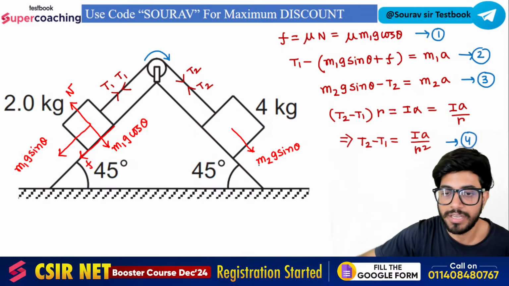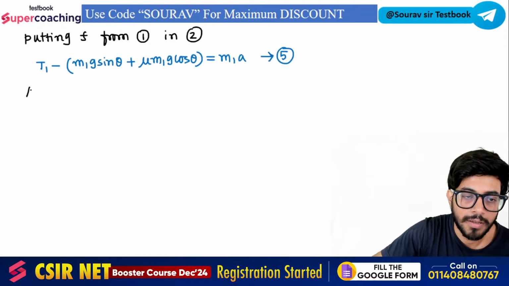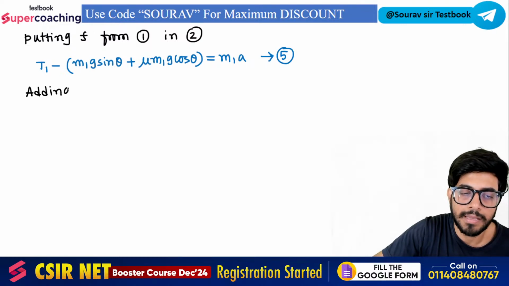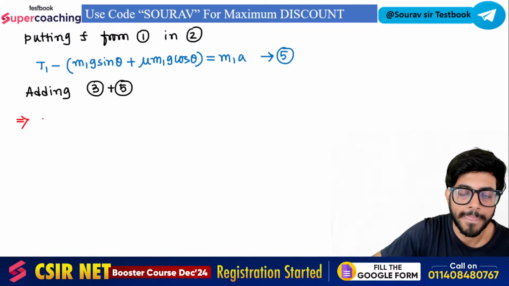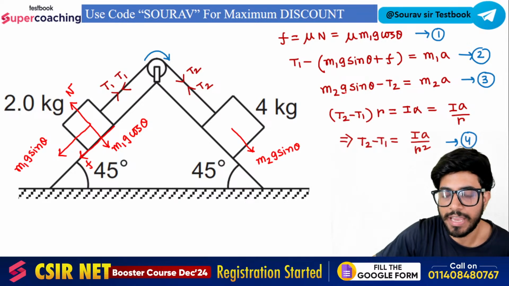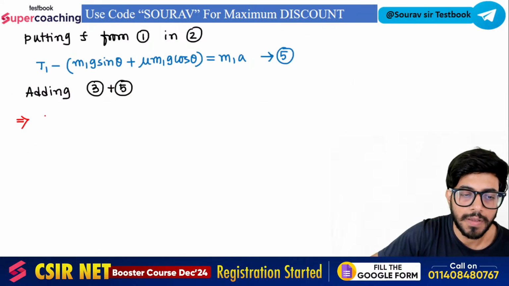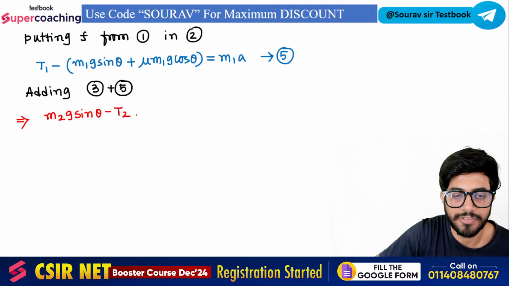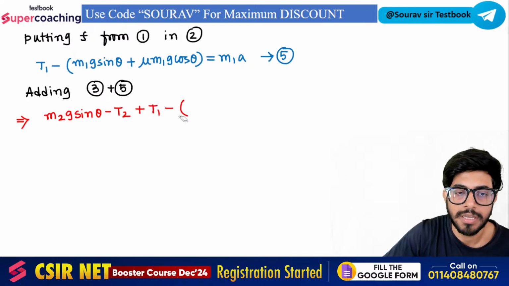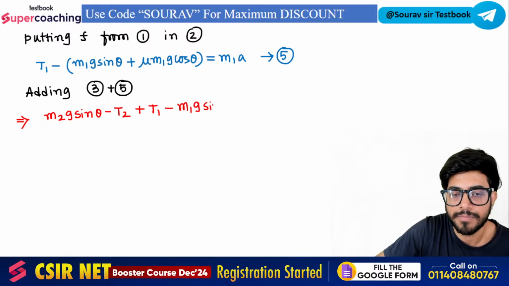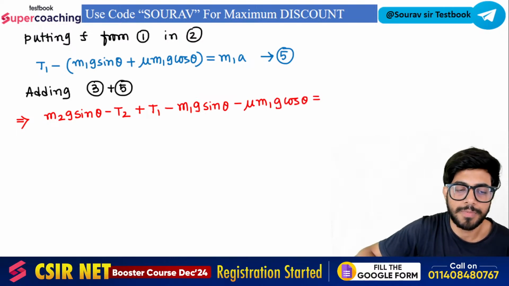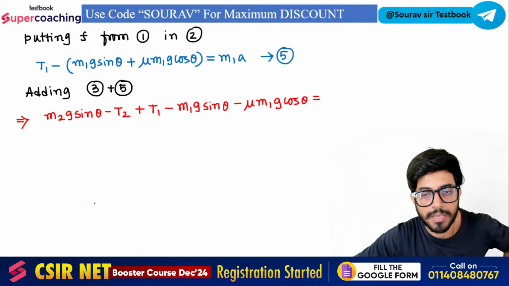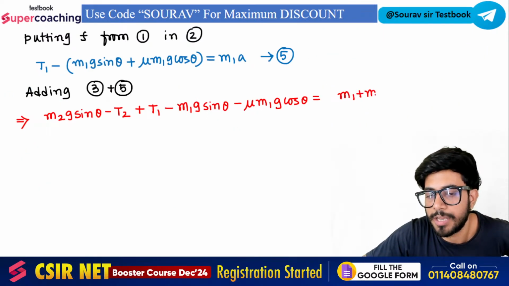That's my equation number 5. Now adding 3 and 5, if you do the addition, then in 3 you have m2 g sin theta minus T2, and from 5 the left hand side has plus T1 minus m1 g sin theta minus mu m1 g cos theta, which should be equal to, adding these two terms, this is your m2 into a, this is your m1 into a, so m1 plus m2 into a.